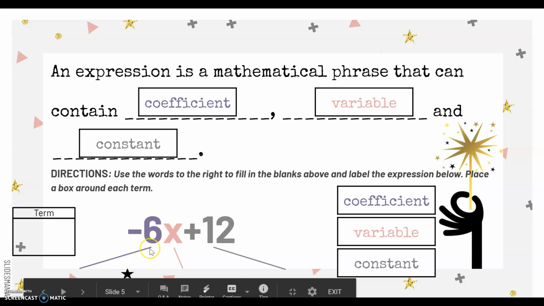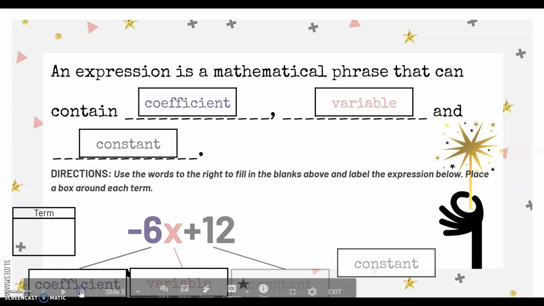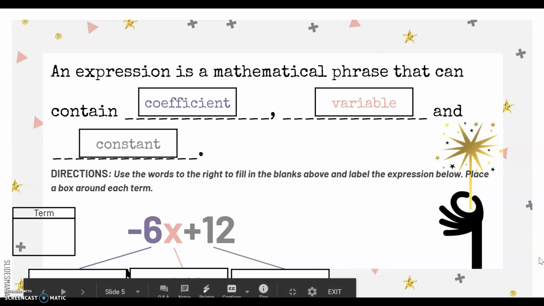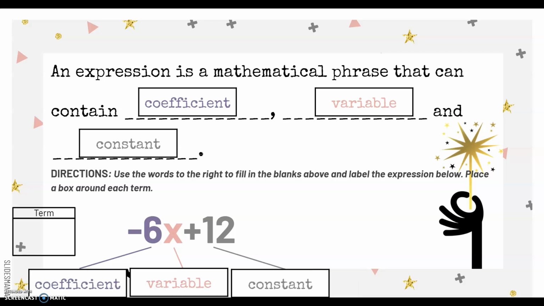So down here, we're going to label, and hopefully you can see this once this disappears. Let me get that to disappear. So you can see how the expression is labeled. The coefficient is the -6. That's the number right before your variable, which is the letter. And then a constant is not connected to a variable at all.